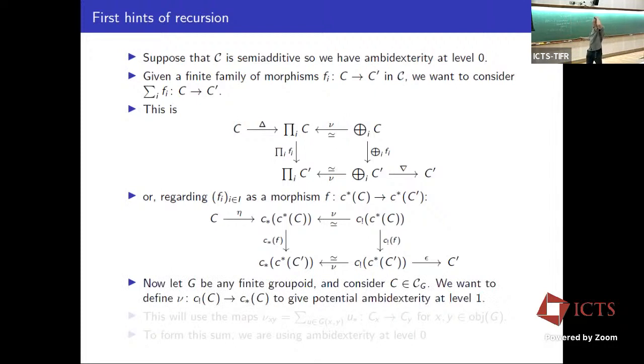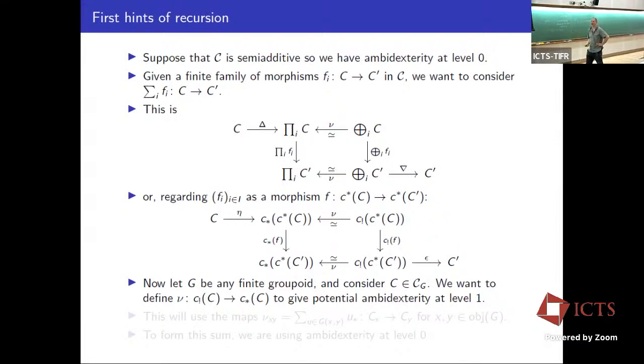Okay. So this is how we get our map. This is how we take the sum of some parallel morphisms. Okay, so now suppose you've got a finite groupoid, G, and you've got some C and CG, where again, C is semi-additive.